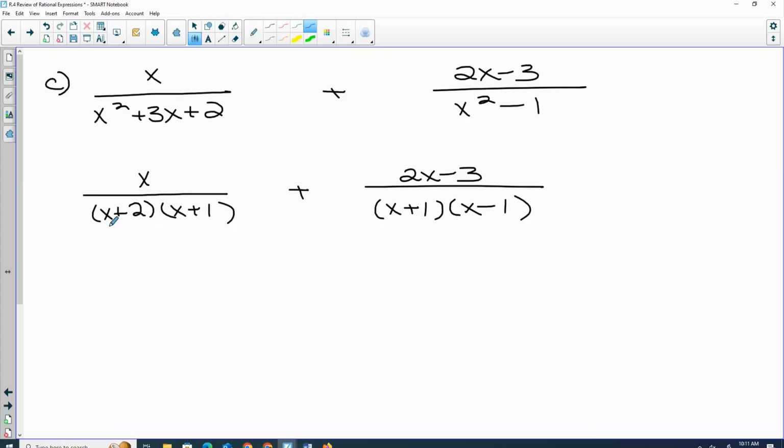The first one has an x plus 2, the second one doesn't, so it will get x plus 2. They both have the x plus 1, so we're good there. The second one has x minus 1 and the first doesn't, so it gets x minus 1.